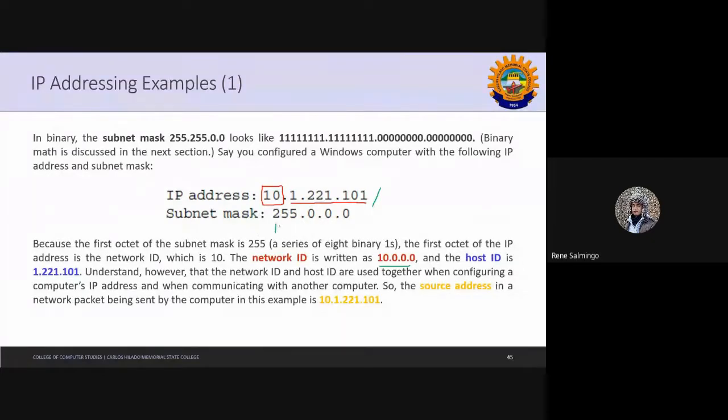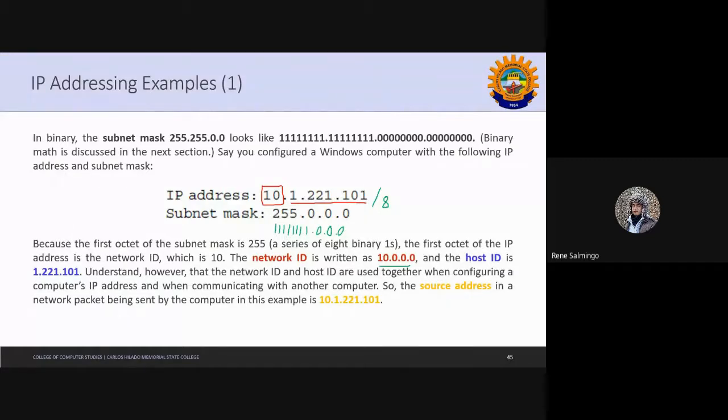We have only 8 in class A. That is your CIDR notation. If you're going to write it in CIDR notation, you need to check your subnet mask and your network ID. So if your network ID is only on the first octet, meaning your CIDR is only 8 bits.